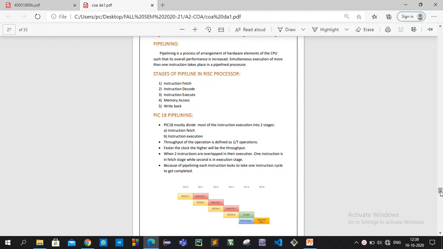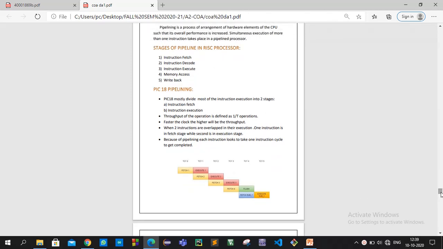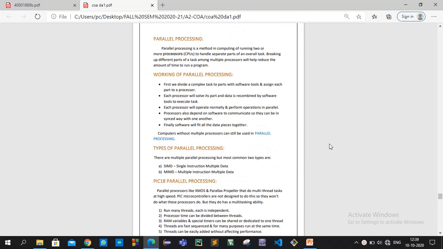This is my pipelining technique in my PIC18 microcontroller. This is how the stages look like. And as my microcontroller does not support parallel processing, this is just a few basic information relating to parallel processing and types of parallel processing.